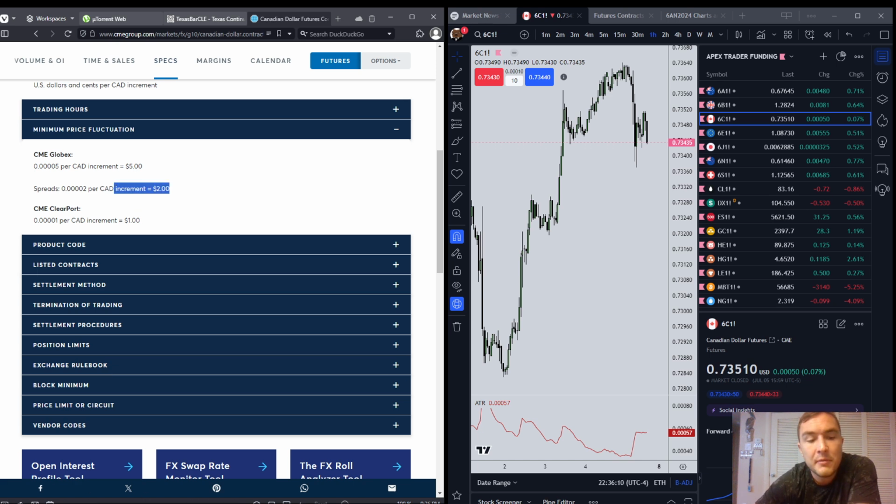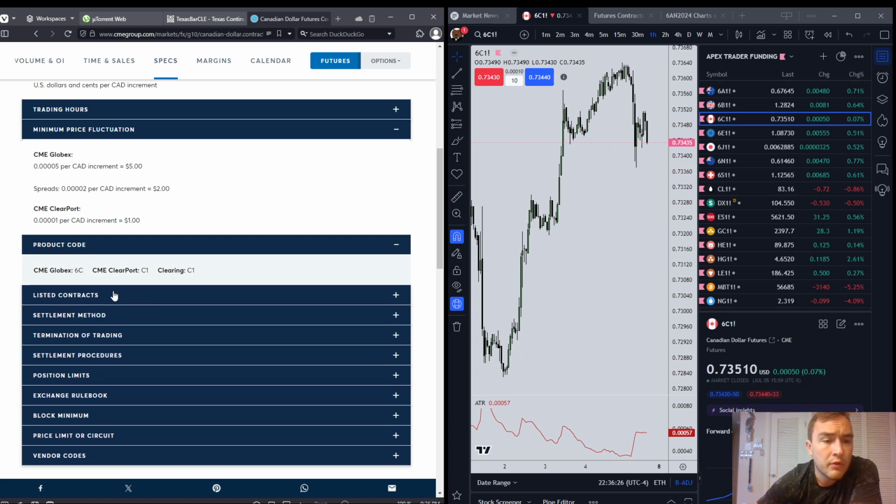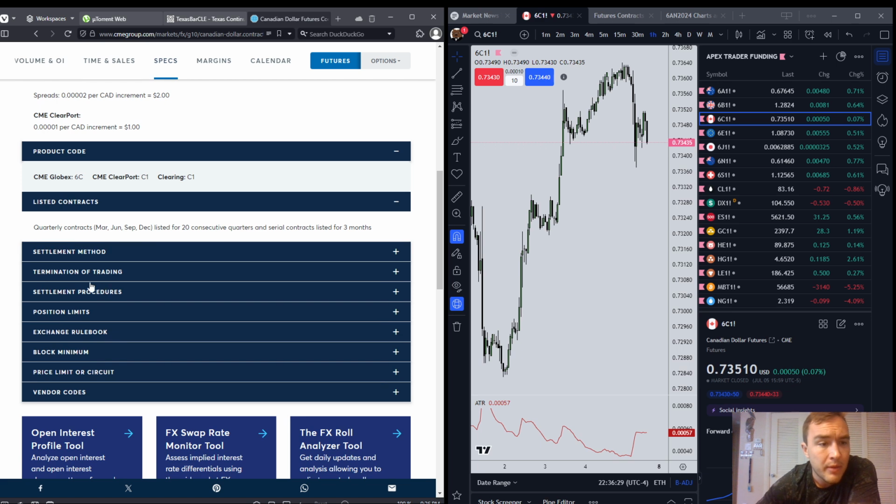So this is going to be similar to the Australian dollar, where it's 0.0005 or 1/10,000th. So again, slightly different than the British pound. It's more similar to the Australian dollar product. Okay, product code, we know that. That's 6C on CME Globex.